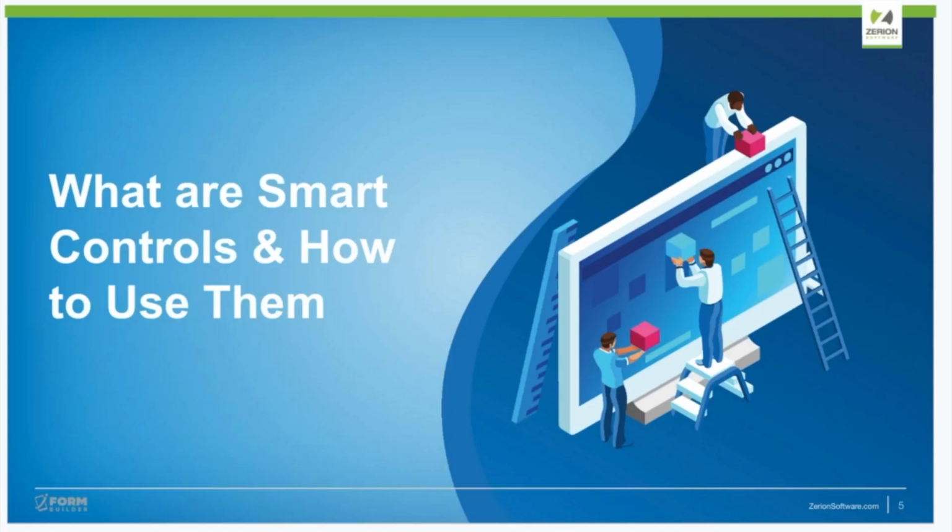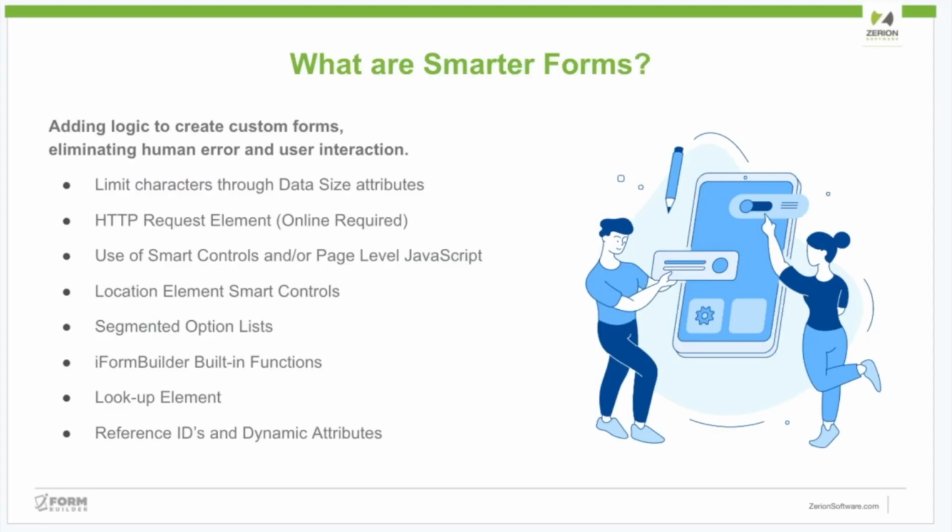Okay, so let's start with what are smart controls and how to use them. Smart controls are a way to build these smarter forms. So you're adding logic to create custom forms and eliminate human error and user interaction. Some ways to build smarter forms are to limit the characters through the data size attribute, and I'll show how to do that in just a little bit.